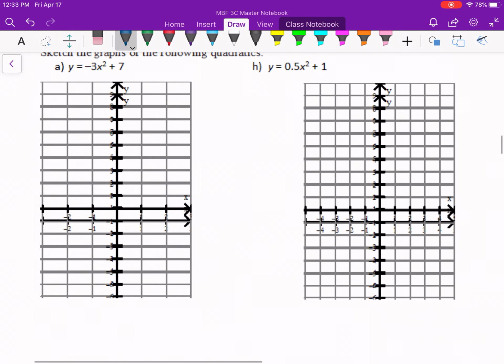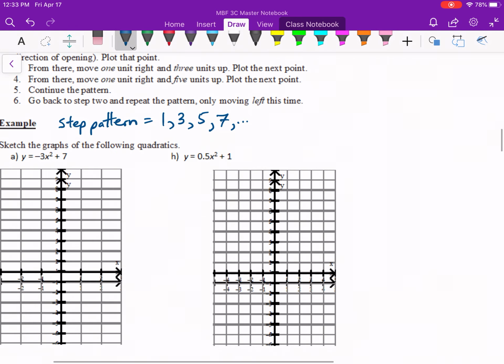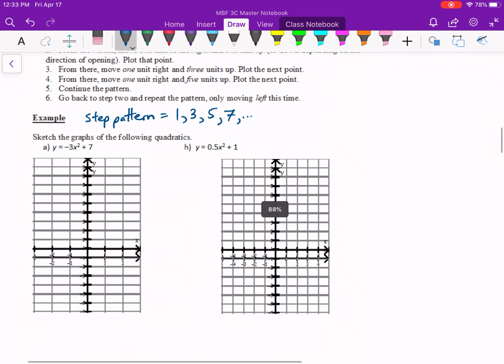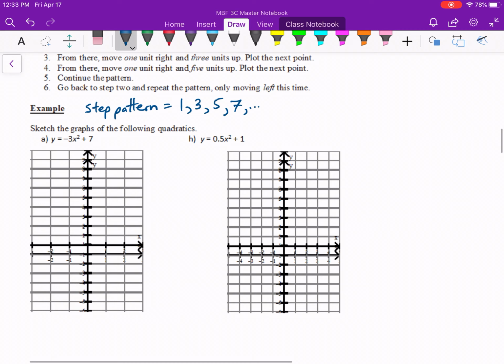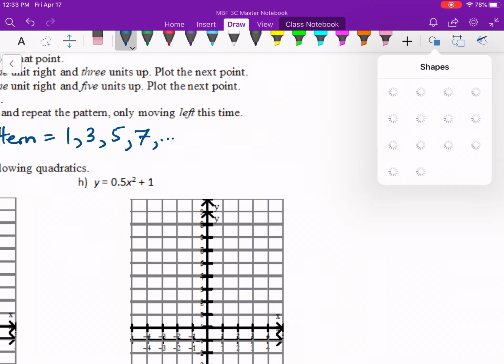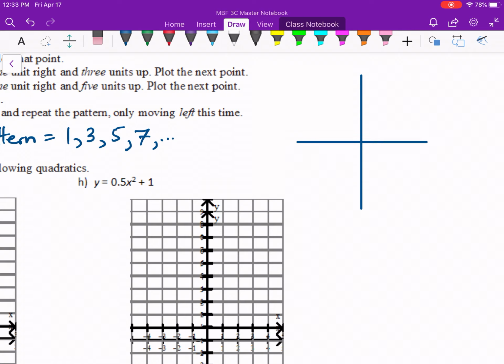I'm just looking at these examples. I'm going to add a little example, because these two examples jump right into some slightly more difficult ones. So let me just do one quick additional example here off to the side. I'm just going to graph y equals x squared. So I'm going to draw a little grid here.